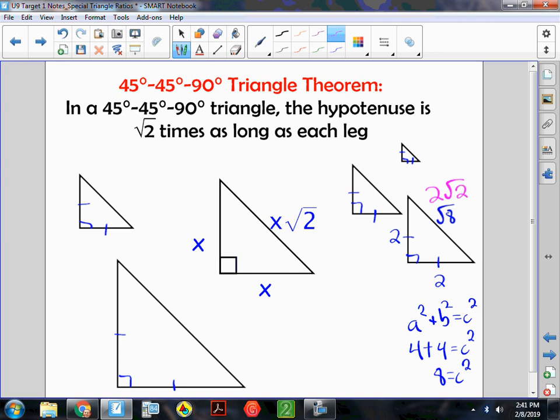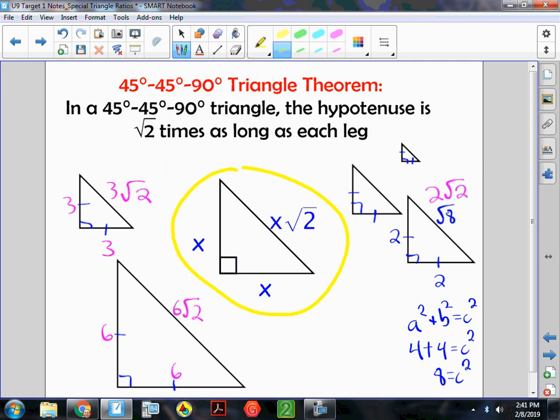We did an activity in class where we saw other triangles: 3, 3, and 3 root 2; 6, 6, and 6 root 2. So there's always this relationship in a 45, 45, 90 triangle where the two side lengths are identical because it's isosceles, and the hypotenuse is square root of 2 times that length. We're going to use the fact that the hypotenuse is square root of 2 times that length to do our problems. Another way we say this is that we have a ratio.